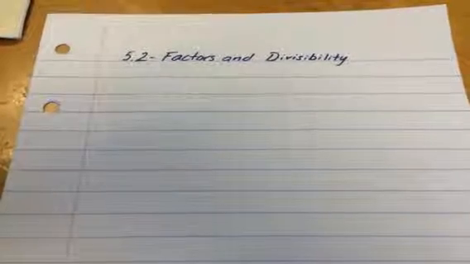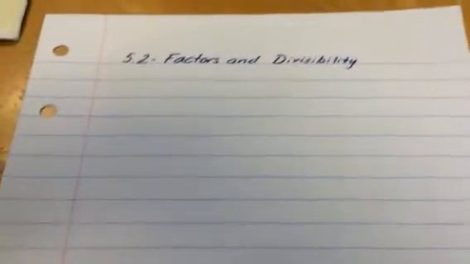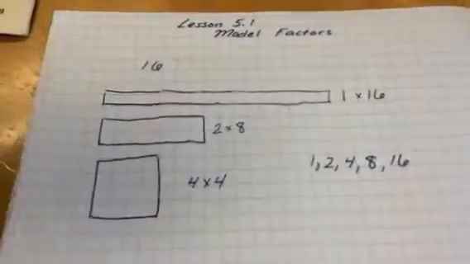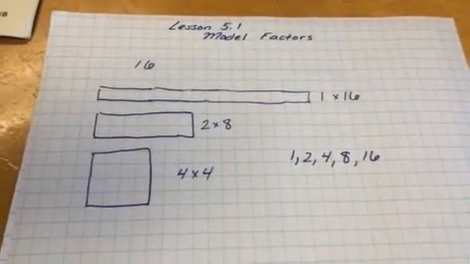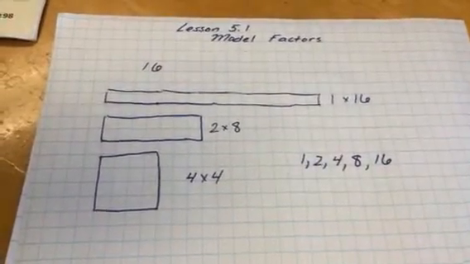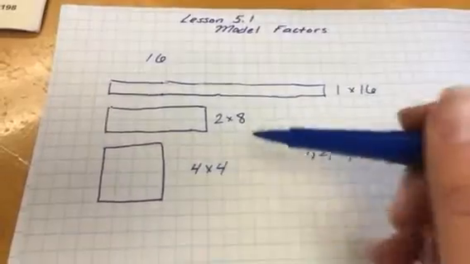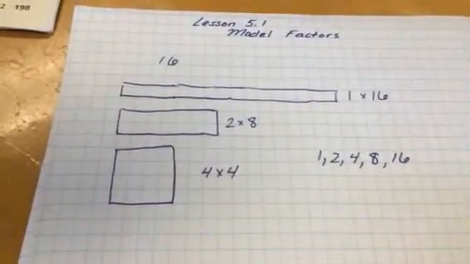Lesson 5.2, Factors and Divisibility, is very similar to 5.1 where we were modeling factors. If you remember, in 5.1 we used graph papers, or you could use actual tiles, to figure out what numbers you can use to go into 16. So we need nice little rectangles or nice little squares.